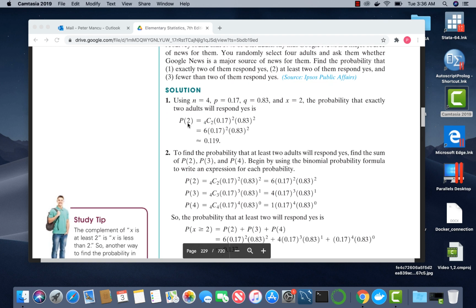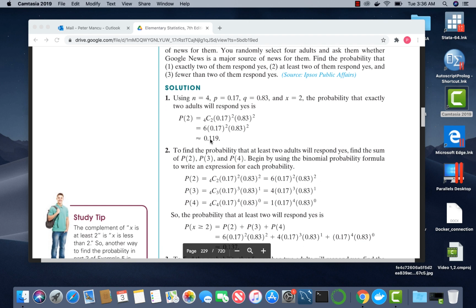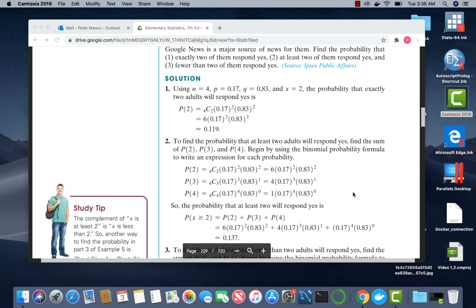So for the first part, exactly 2 responded yes. We use that formula with x equals 2. We have a sample of 4 adults, so n is 4. Probability of success is 0.17 because they stated in the beginning 17% of US adults say that Google News is a major source of news for them. And you proceed with the computation, you get the probability. So this is the probability that exactly 2 of them responded yes.